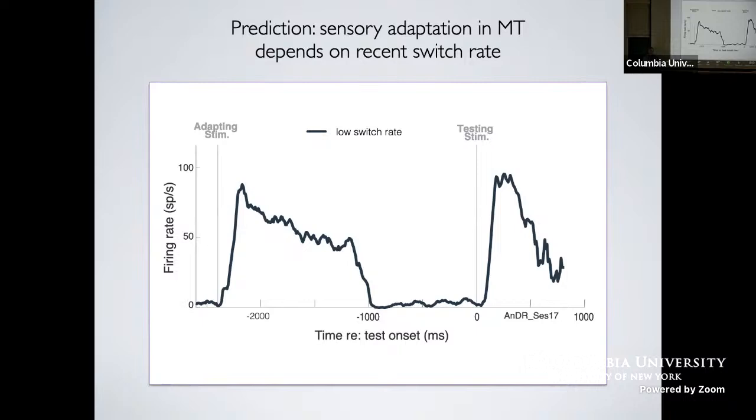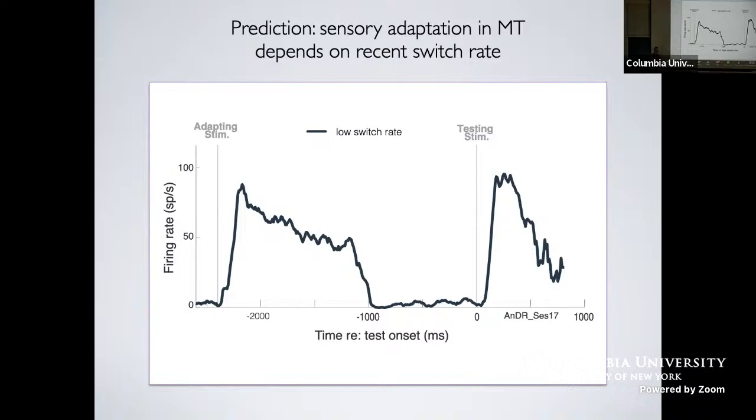So here's the example, a single neuron in area MT in one of the monkeys doing this task. What's shown here is a low switch rate condition where the original direction is in the preferred direction of this cell. So it goes high and then it goes low. And then at the time of the test stimulus, it goes high again because it switched back to pref. And you can see this sensory adaptation, right? These aren't step functions, but just as has been classically described for MT, you get this initial transient and then it decays a little bit. And the thing we're interested in is that there's something about that decay that depends on the recent history that is predicted by our model and is predictive of behavior.